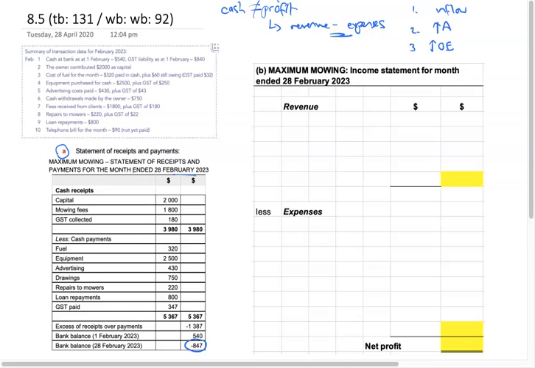Let's go through and identify the revenues. We have 3 receipts. However, only one of them is a revenue, and that one is mowing fees. So let's write that one in. We've got mowing fees, and our mowing fees were $1,800. It's the only revenue, and we'll go through that in a second, but because it's the only one, you can just write it straight on the right-hand side. So we can tick that one off.